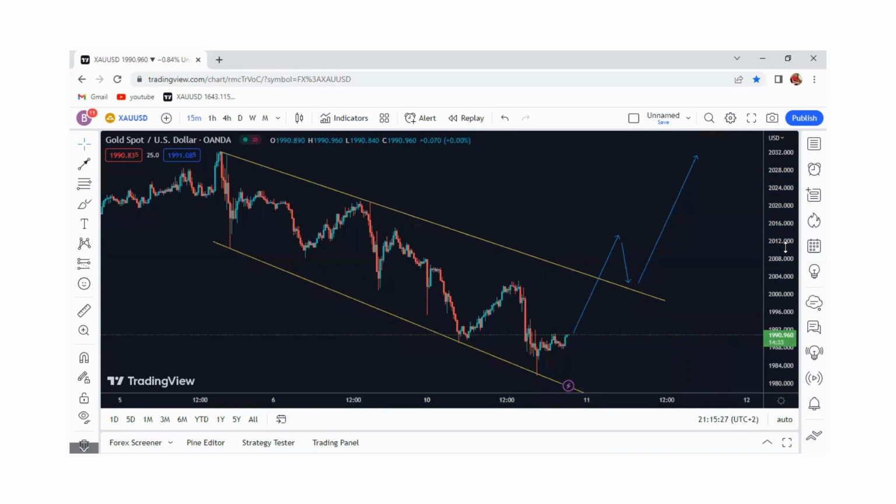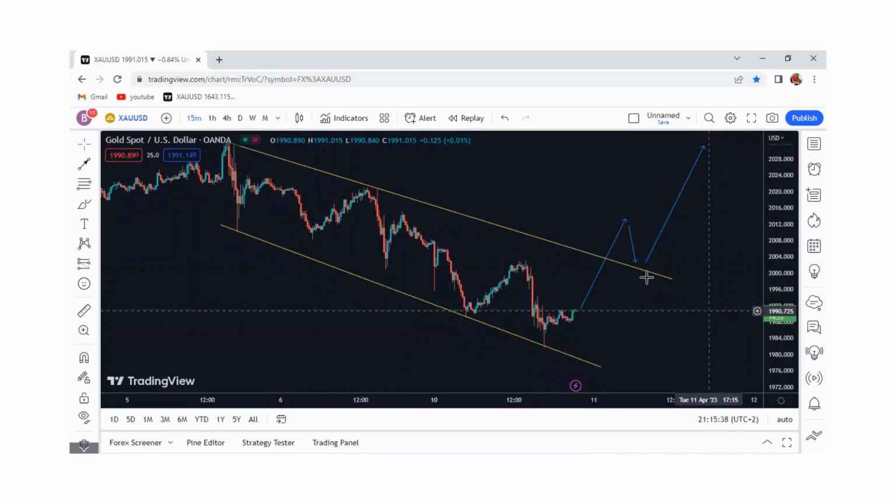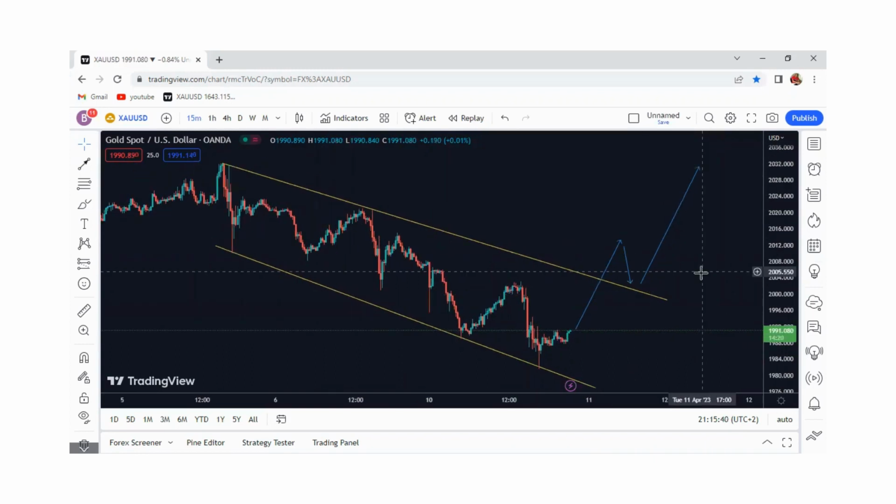Those are the important things that I told you about, guys. But don't forget trend lines, and don't forget the retest entry. That is also important, guys.